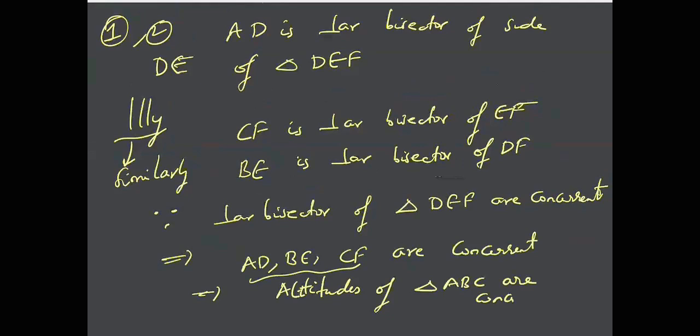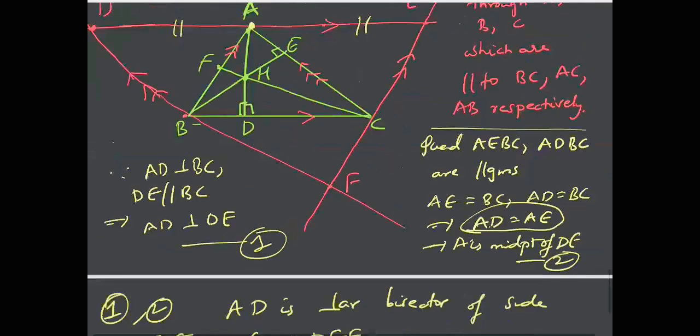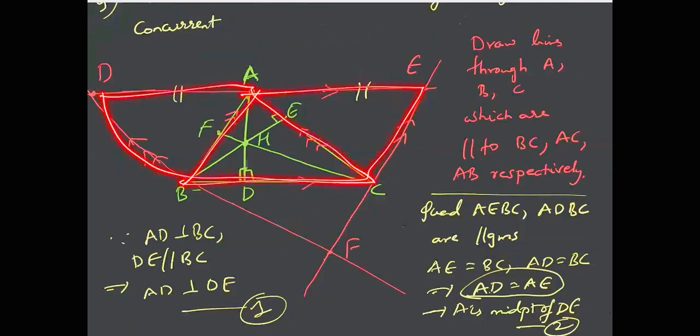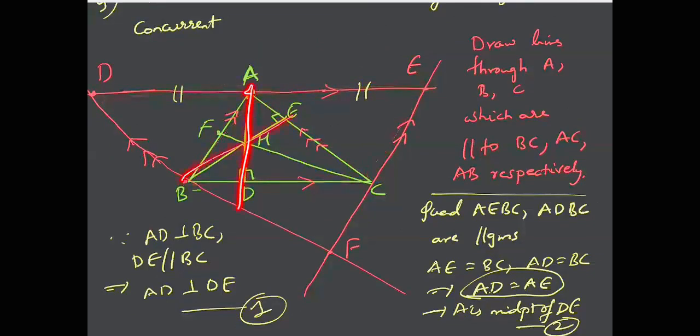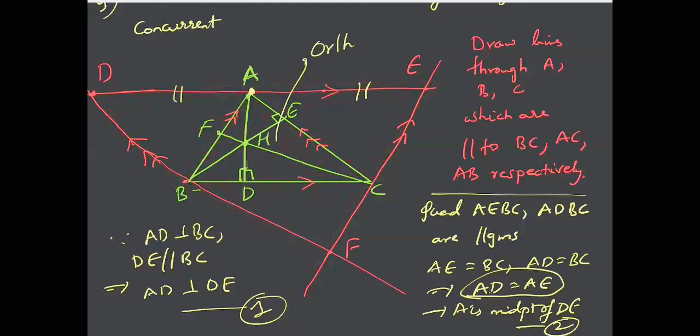These are concurrent. Okay. So what we have done, we have drawn lines through A, B and C parallel to the opposite sides of the triangle, and then we have observed the parallelograms in the figure, and finally we managed to prove that AD, BE and CF are nothing but the perpendicular bisectors of triangle DEF. So these must be concurrent. So then I can say that AD, BE, CF, which are the altitudes of triangle ABC, must be concurrent. And we know that this point of concurrence is called the orthocenter. Okay, so this is called the orthocenter and it is denoted by capital H.